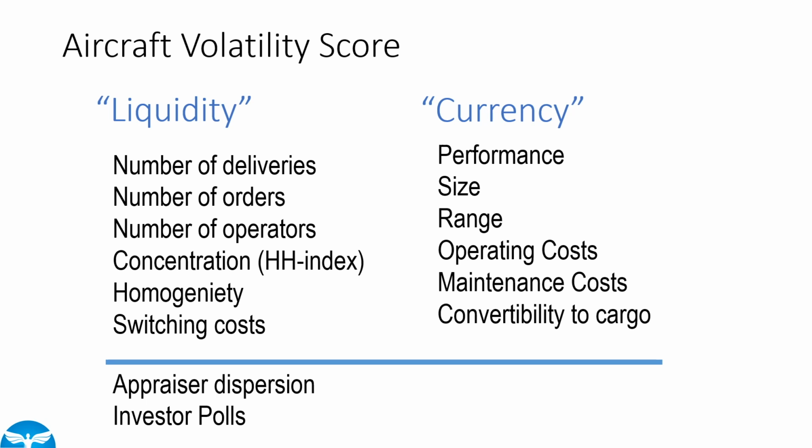Another thing you can do to look at aircraft volatility is just to look at the dispersion between many appraisers. And you can look at investor polls that will give you scores of the most popular aircraft. It's always some help. Whenever something is difficult to do, always try to triangulate between many different sources.